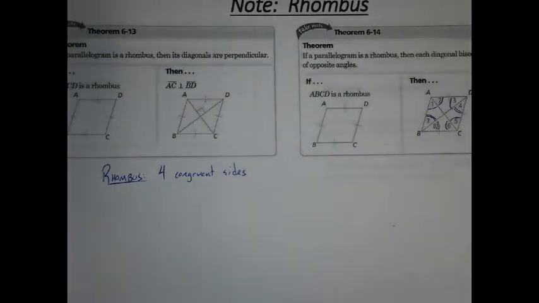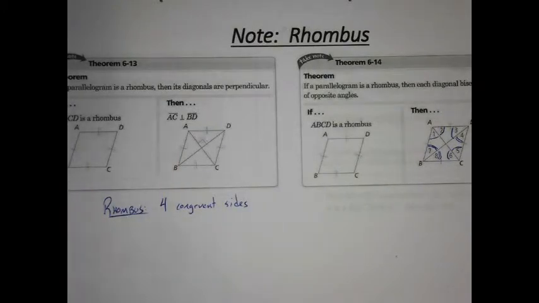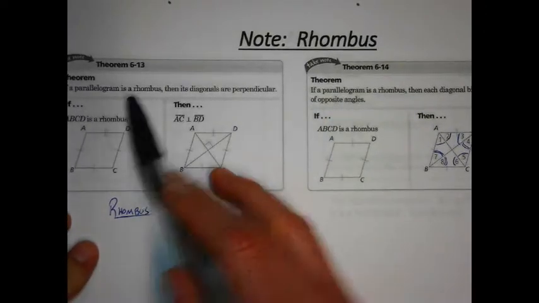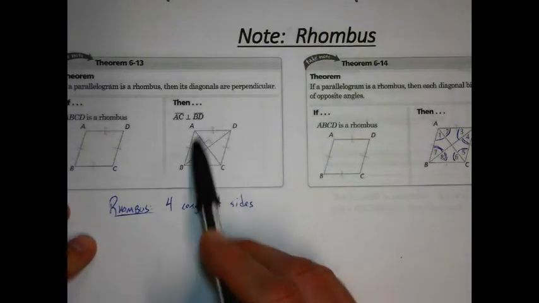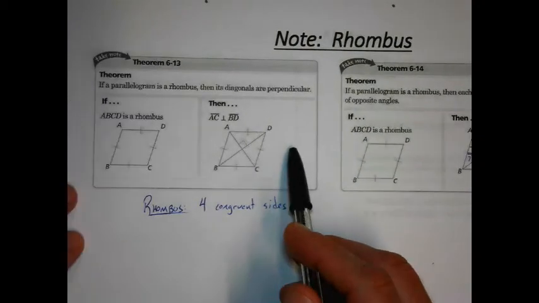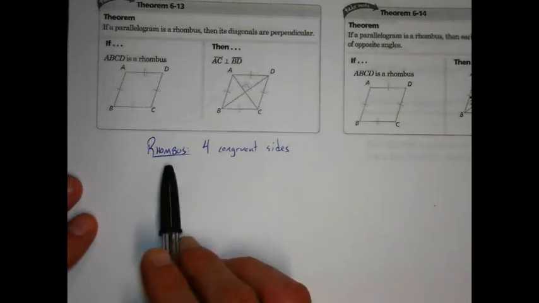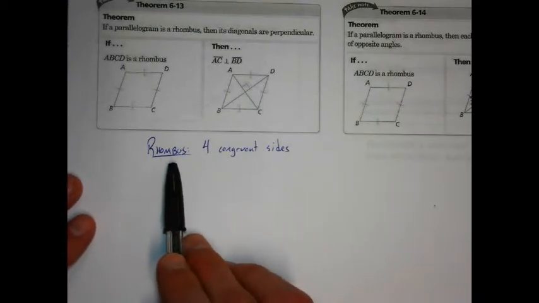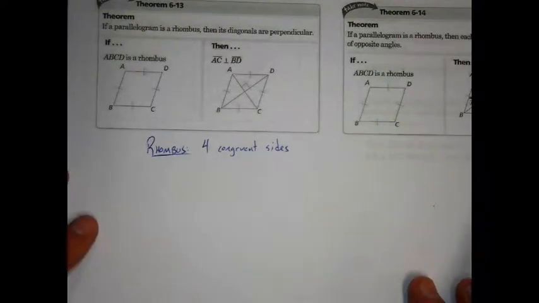All right. So we have a note on the rhombus. If a parallelogram is a rhombus, then its diagonals are perpendicular. Now, this is not the only time we're going to see this, but that's a neat thing. So what is a rhombus? A rhombus is any quadrilateral that has four congruent sides. That is a rhombus. Any quadrilateral that has four congruent sides.